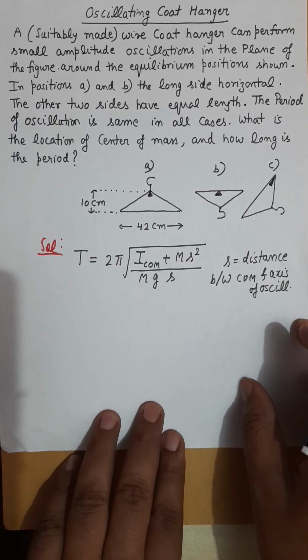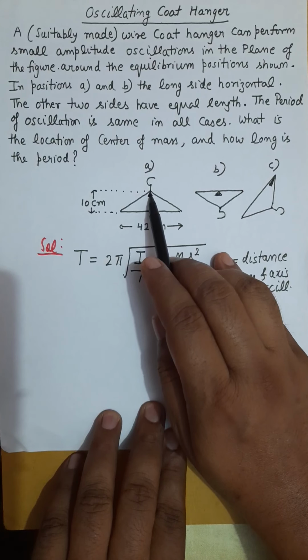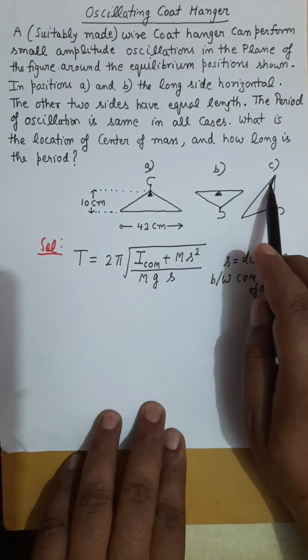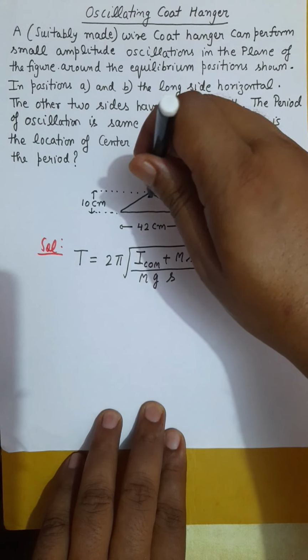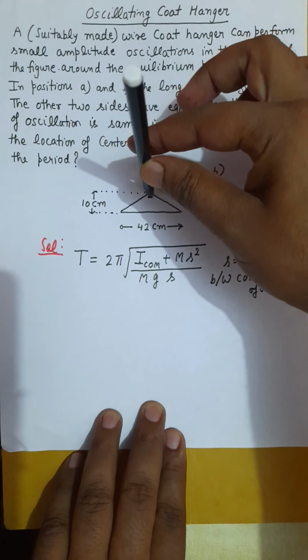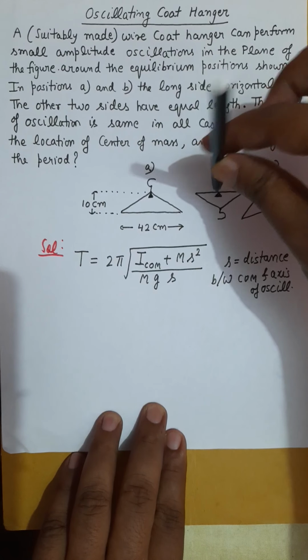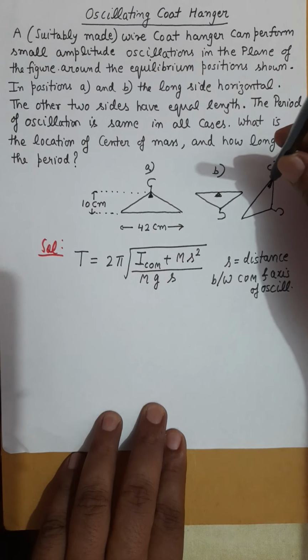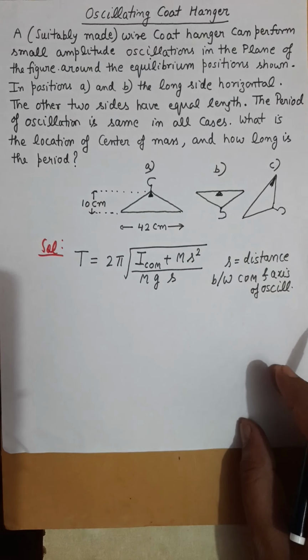In the first figure, the axis of oscillation will be like this. This is the point of oscillation, this is the point of oscillation. So the axis of oscillation in figure 1 is this line. In figure 2, this line is the axis of oscillation, and in figure 3, this line is the axis of oscillation. Right?